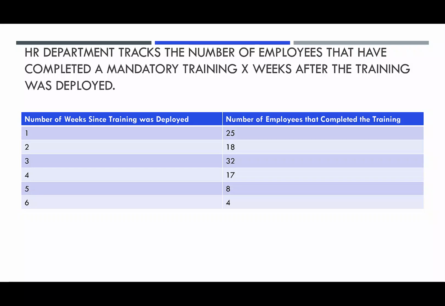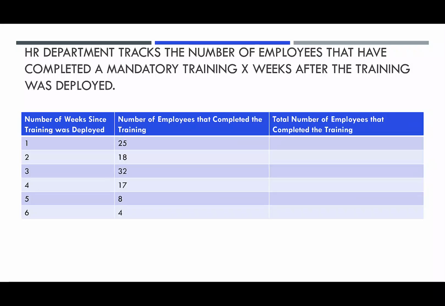We're going to assume everyone's done the training in the first 6 weeks. To make a cumulative frequency distribution, I'm going to add one more column that will represent the total number of employees that have completed the training. In the first week, we know we had 25 employees. In week 2, we want to add the 25 from week 1 to the 18 in week 2, which gives us a total of 43 completions.